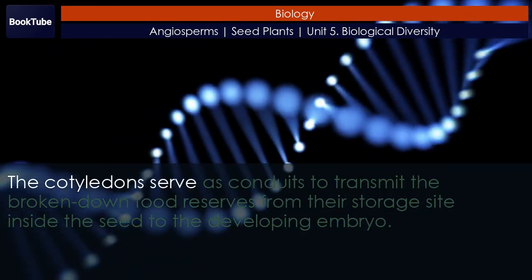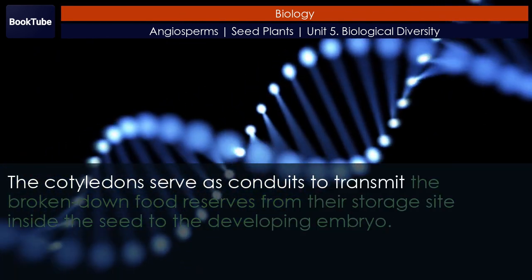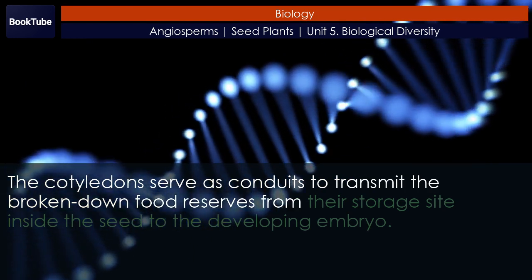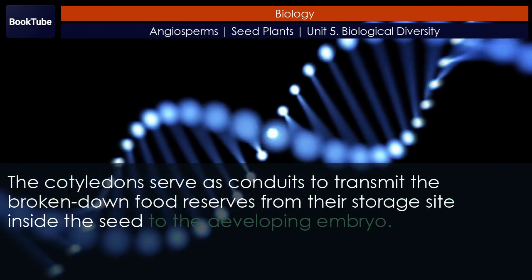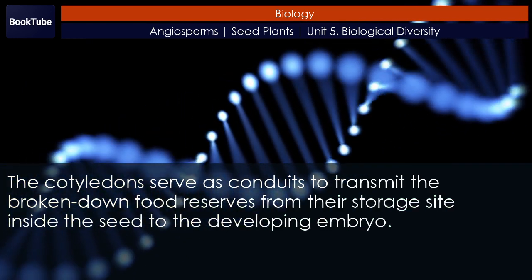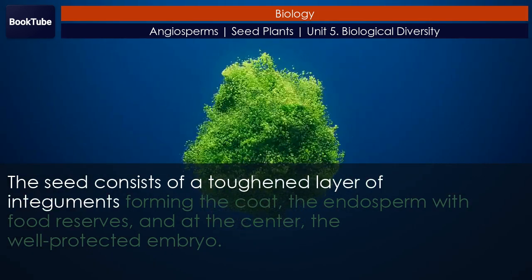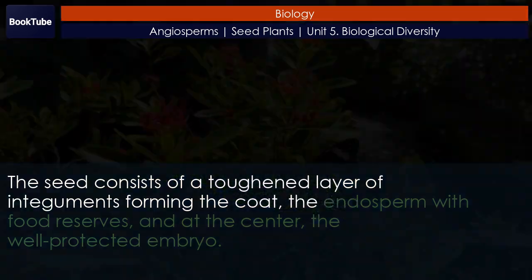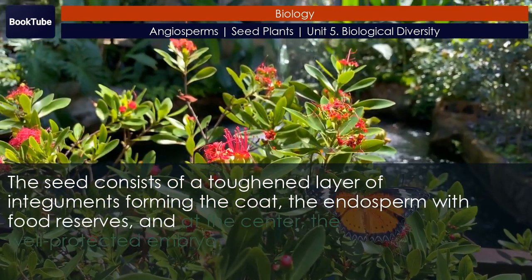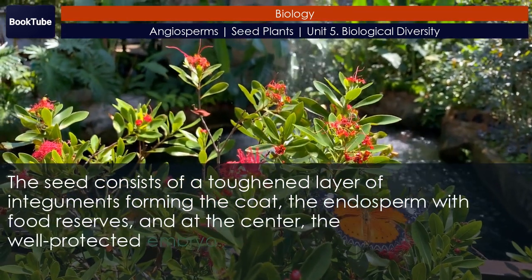The cotyledons serve as conduits to transmit the broken-down food reserves from their storage site inside the seed to the developing embryo. The seed consists of a toughened layer of integuments forming the coat, the endosperm with food reserves, and at the center, the well-protected embryo.